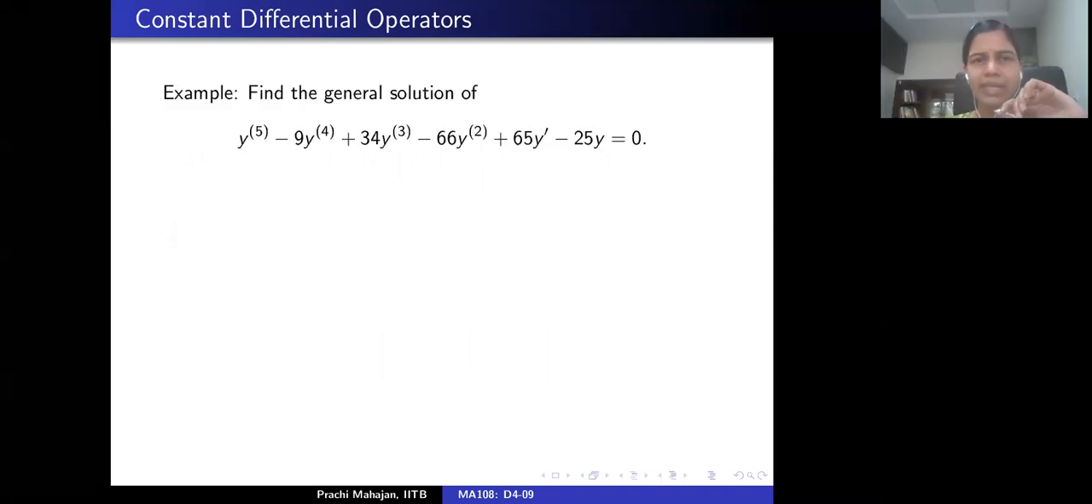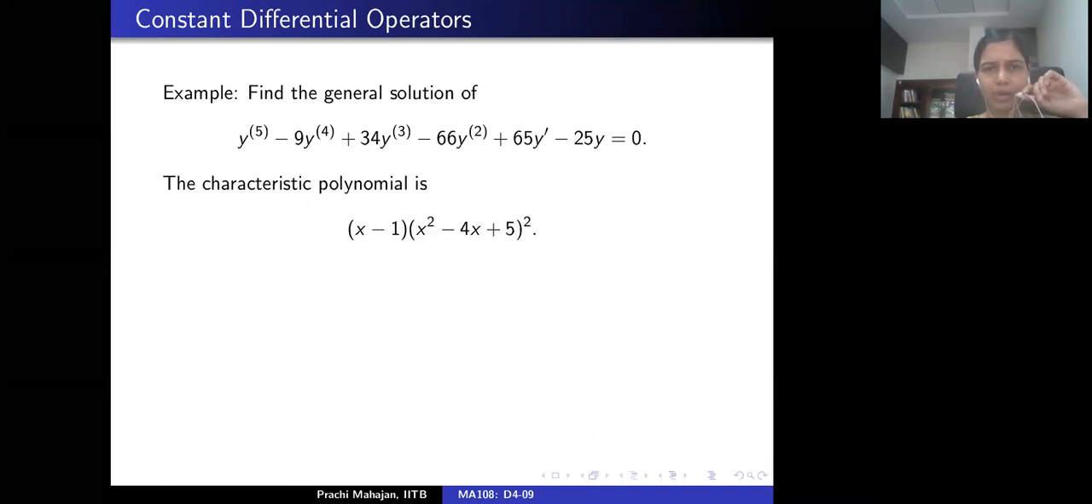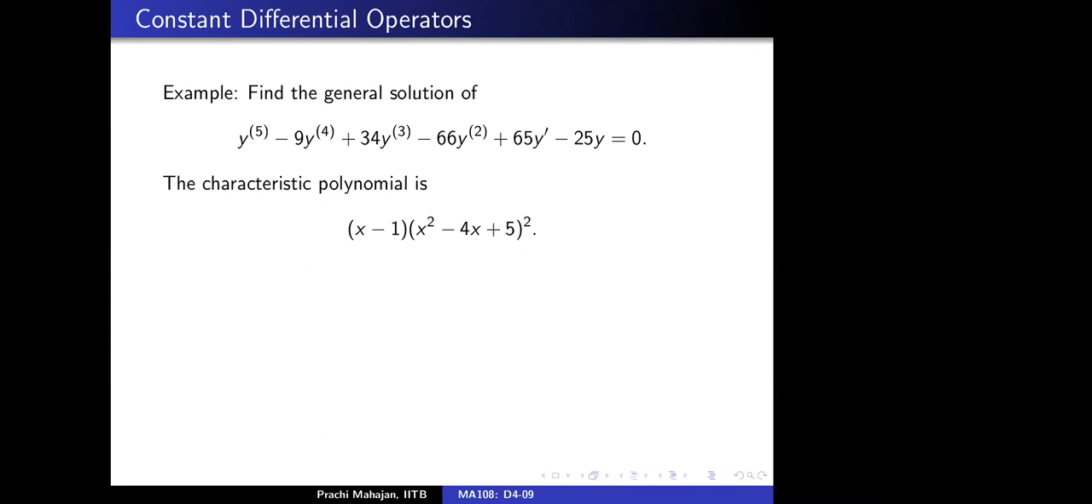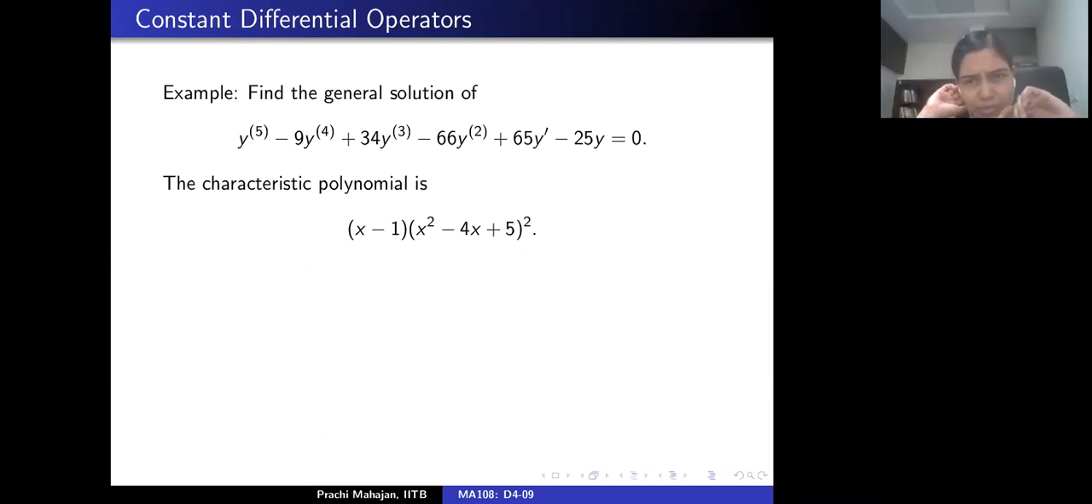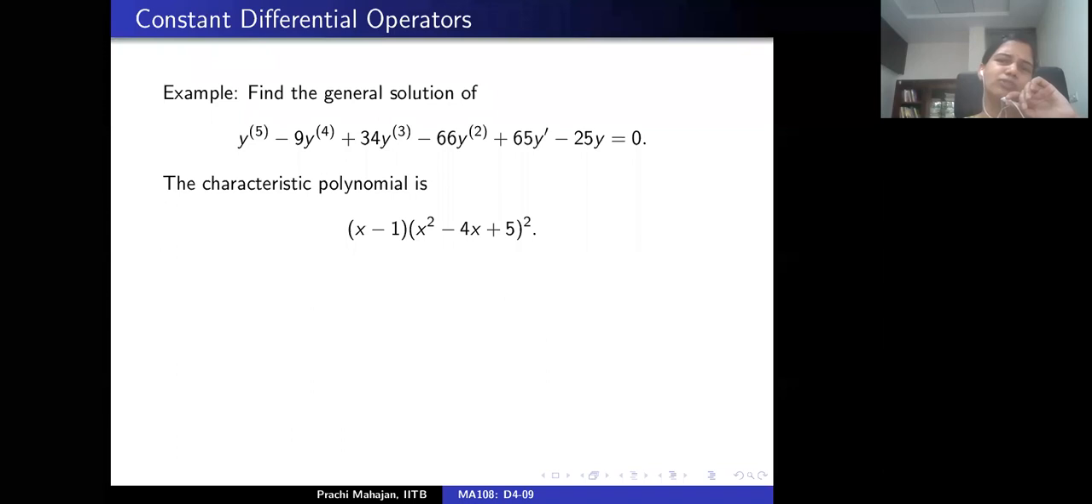Okay. Let's look at an example. So I have a linear operator of order 5 here, right? The question is to find the general solution of this homogeneous order 5 linear equation. So let's write down the associated characteristic polynomial. There's a factorization available: x minus 1 times (x square minus 4x plus 5) square, right? Anytime you have a degree 5 polynomial, you have to find one root by inspection so that you get to a degree 4 polynomial that is more tractable, right?